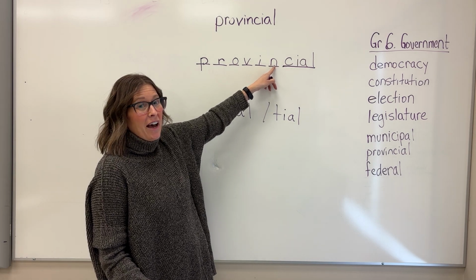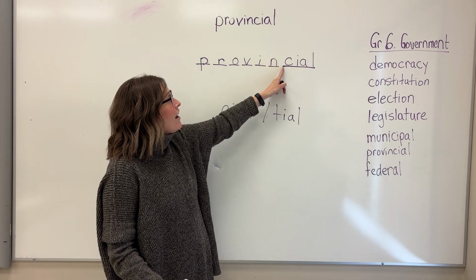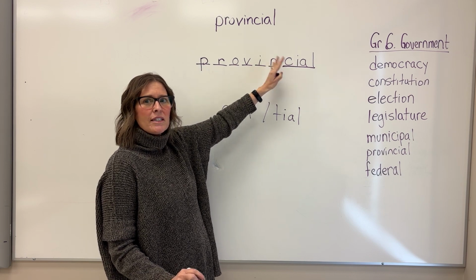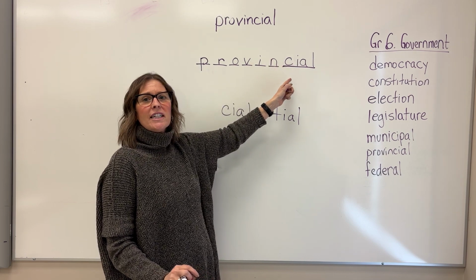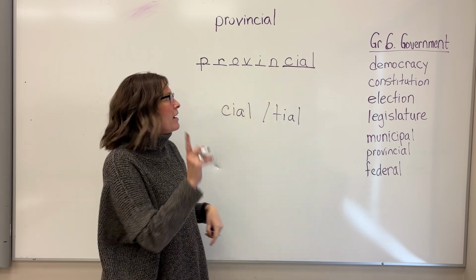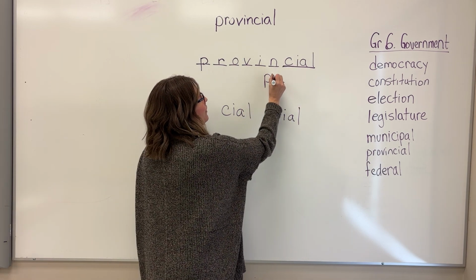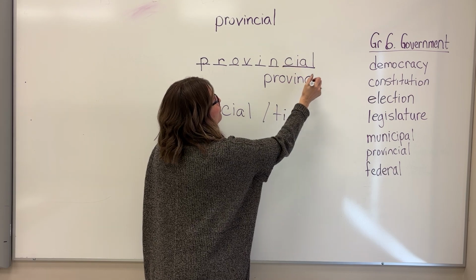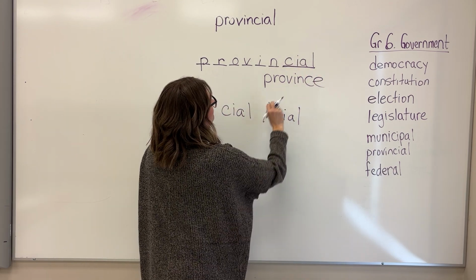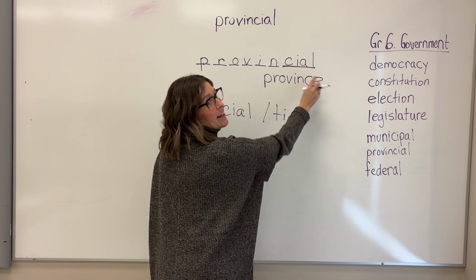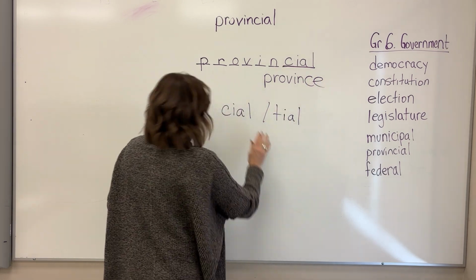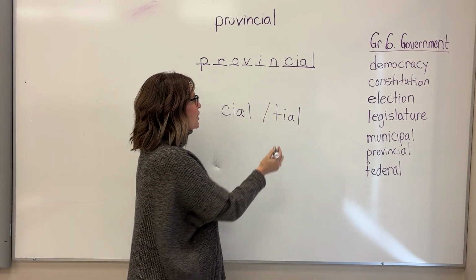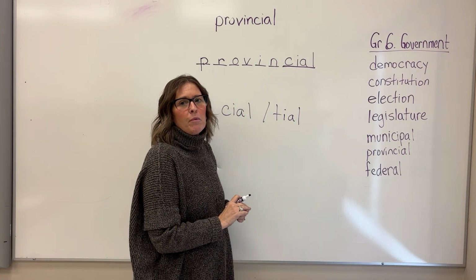And the reason for that is usually because when you have the C-I-A-L, it's because there's a vowel there, and that's why you use the C-I-A-L. But provincial is an exemption from that. But we have to remember that the root word here, it's coming from province. And province has the E. So that is where we get the C-I-A-L. For T-I-A-L, usually there is a consonant before the T.